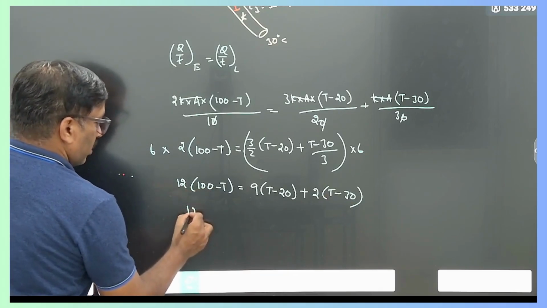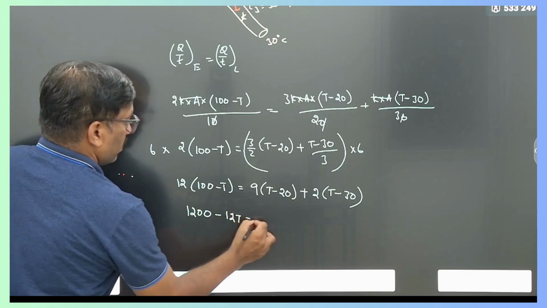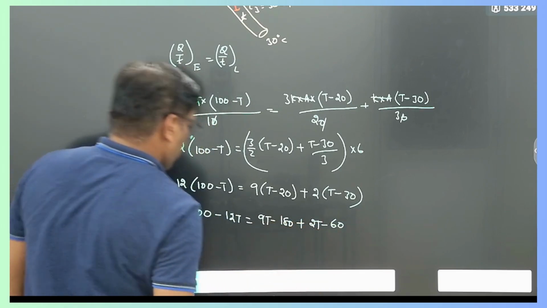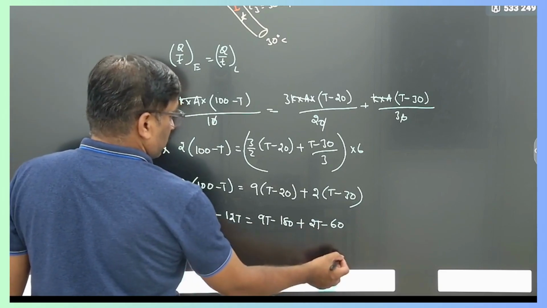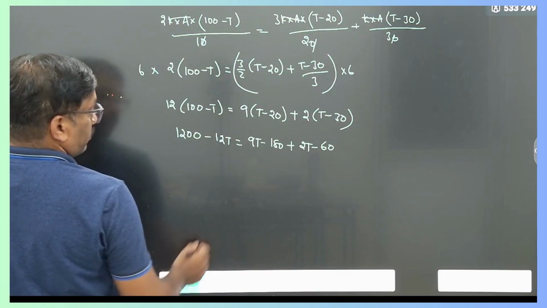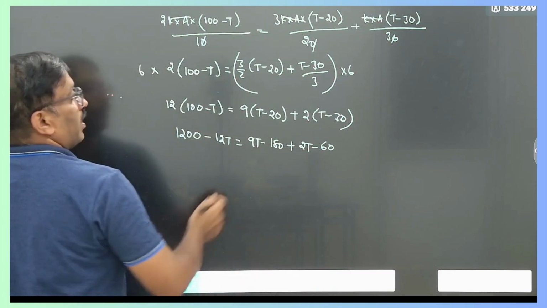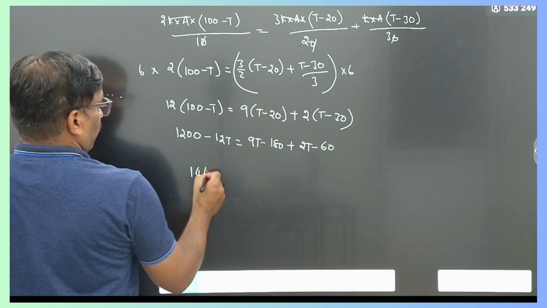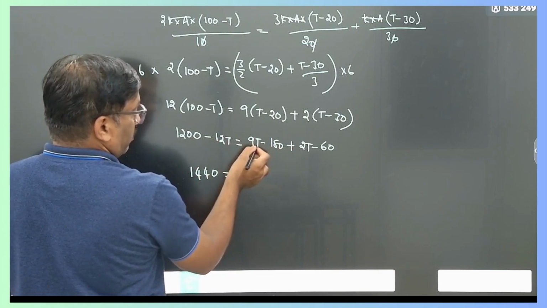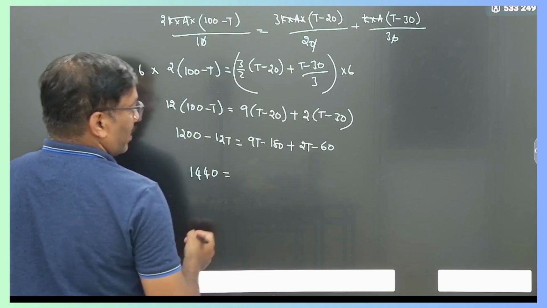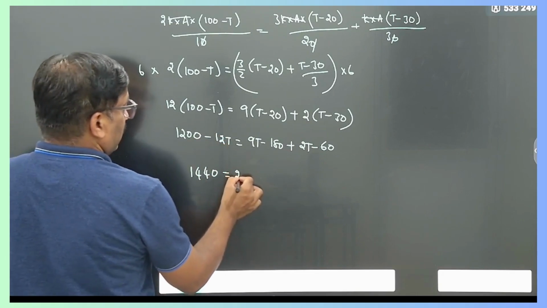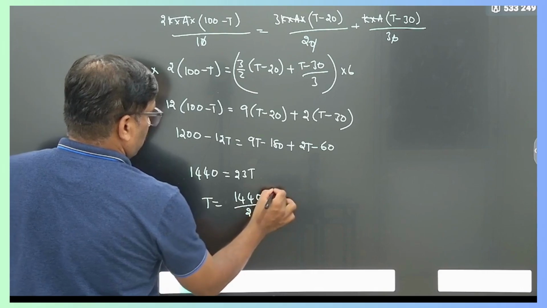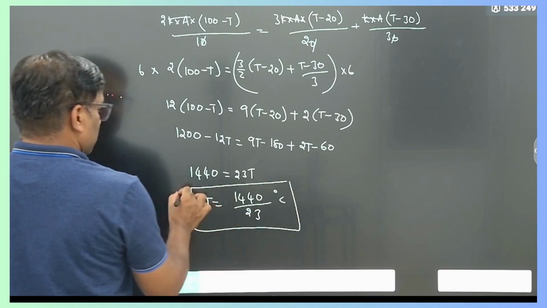So 1200 minus 12T is equal to 90T minus 180 plus 2T minus 60. Now 180 plus 60 will be 240 taken here. 1200 plus 240 is 1440. 12T plus 9T plus 2T is 23T. So T is equal to 1440 divided by 23 degrees centigrade. This will be your junction temperature.